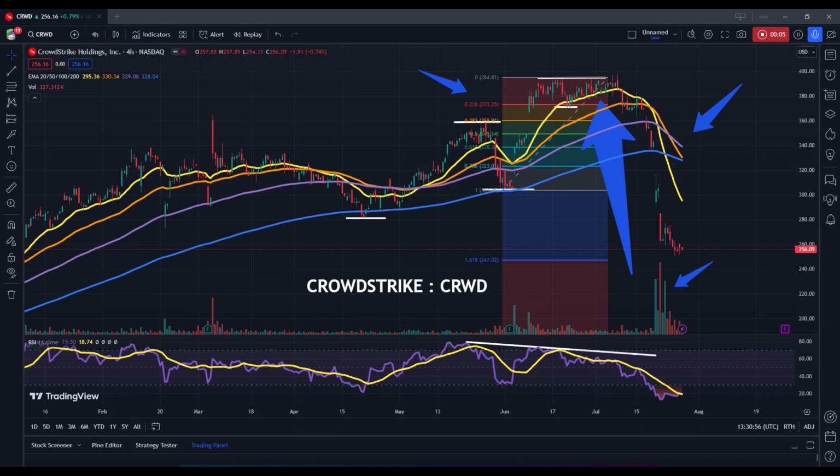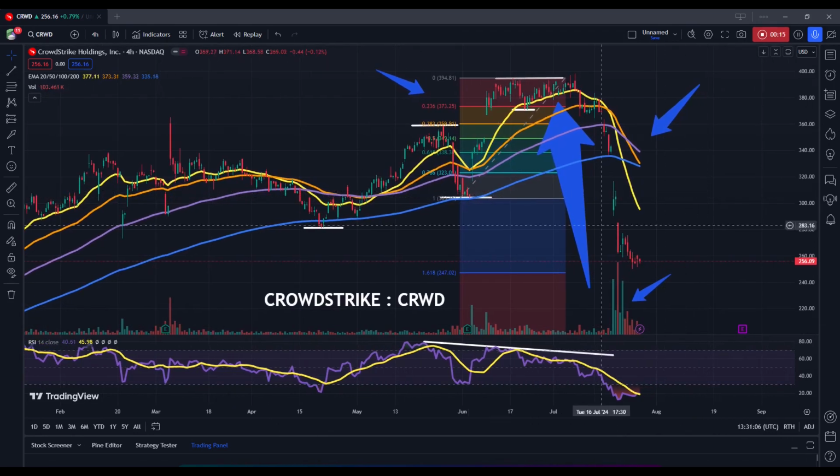We have the 4-hour price chart for CrowdStrike Holdings Incorporated, stock ticker CRWD. So as we can see here, the stock has completely fallen off of a cliff.